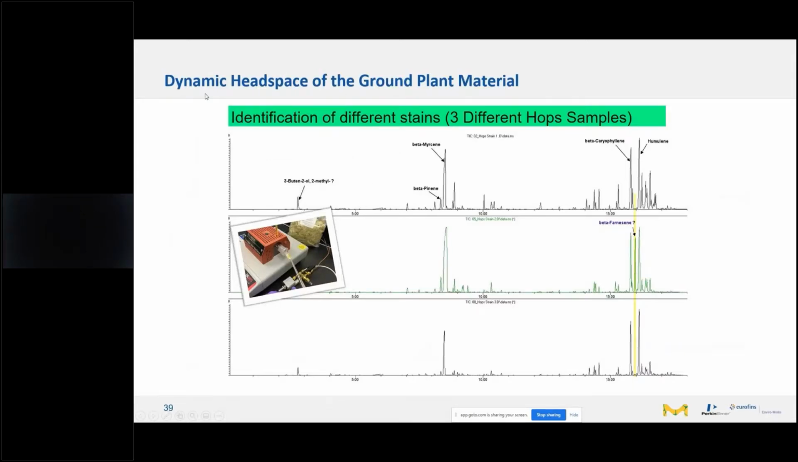So this is a dynamic headspace of the ground plant material. Dynamic meaning we are not reaching an equilibrium. We are continuously taking the sample from the sample. And as we can see, these are three different hop samples, and the beta myrcene obviously was larger in this one. But this is just a comparison of different samples, so you could see the different flavor or terpene profile and pick which one you like.